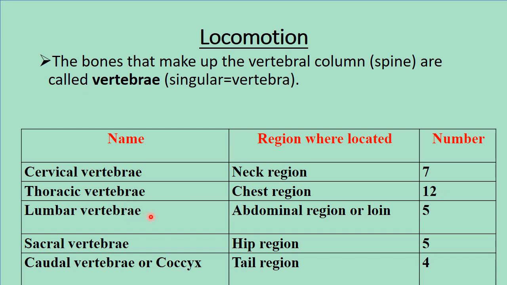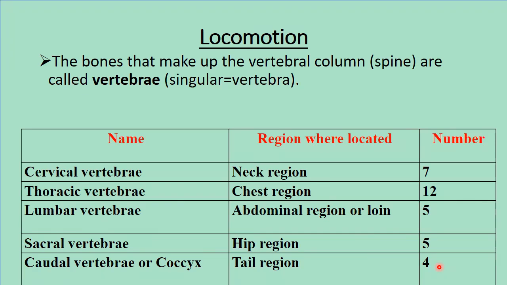After that, there's the lumbar vertebrae, which is found in the abdominal region or loin, just below the chest, which is made of 5 bones. Then after that, there's the sacral vertebrae, which is on the hip region and is also made of 5 bones. Then the last one is called the caudal vertebrae or the coccyx vertebrae, which is found on the tail region for animals with a tail, and it is made of 4 bones.